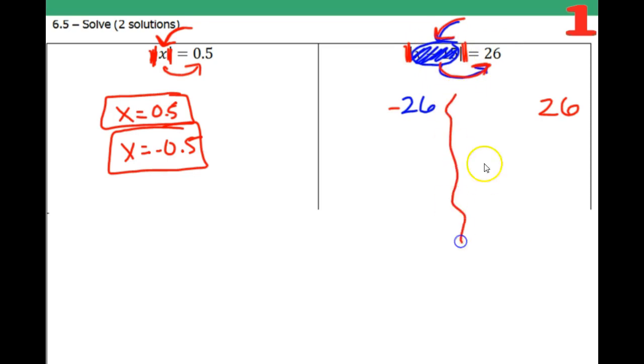So we're going to write two equations, one equal to the negative number and one equal to the positive number. So what's equal to these numbers? Well, whatever's underneath here, which is x minus 15. So we have x minus 15 equal to a negative 26 and x minus 15 equal to a positive 26.